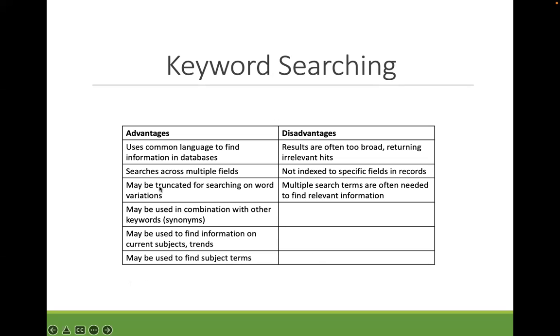Another thing is that it's useful for something called truncation. So say, for example, jumping, I can put in JUMP asterisk on the end, and then I'll get multiple endings, like jumping, jump, jumps, things like that. But sometimes multiple search terms are needed in order to find relevant results. So there are some good things and some bad things about searching that way.